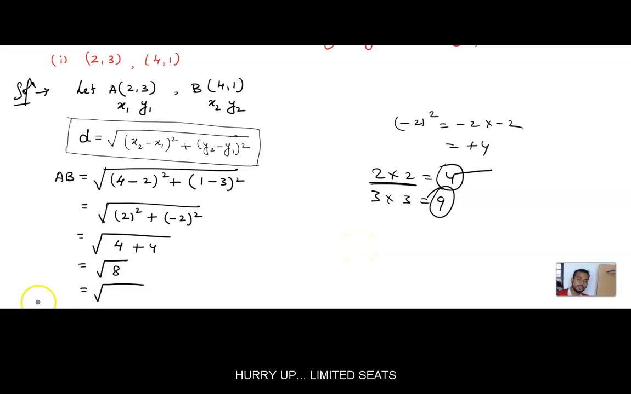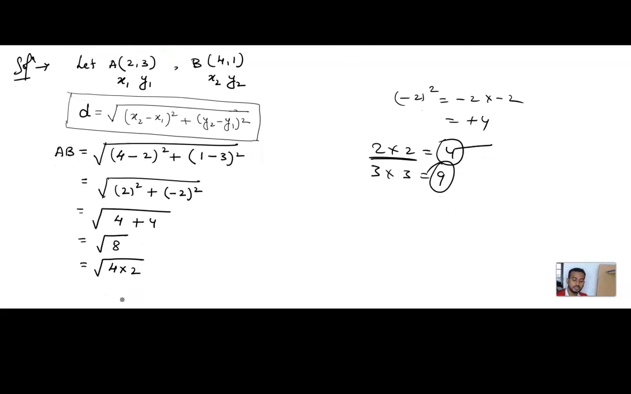So here 8 is the even number. So we are taking the even perfect square, that is 4. 4 into what is 8? That is 4 2s are 8. Got it? 4 2s are 8.